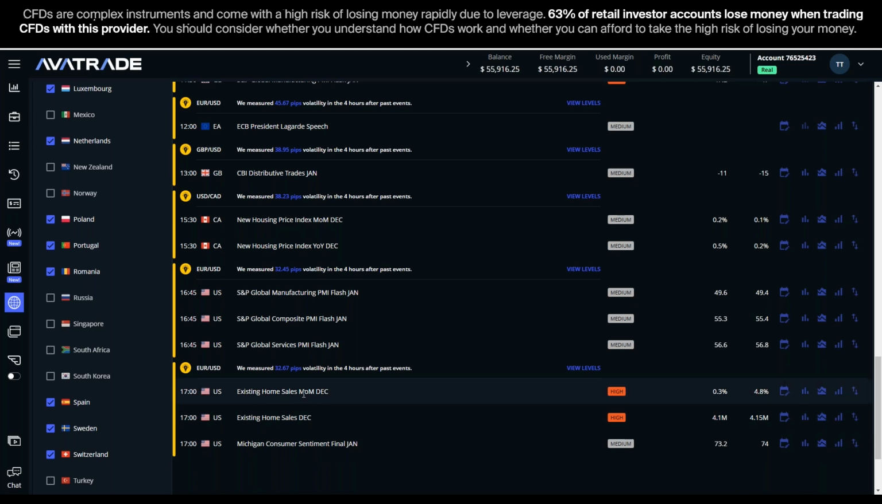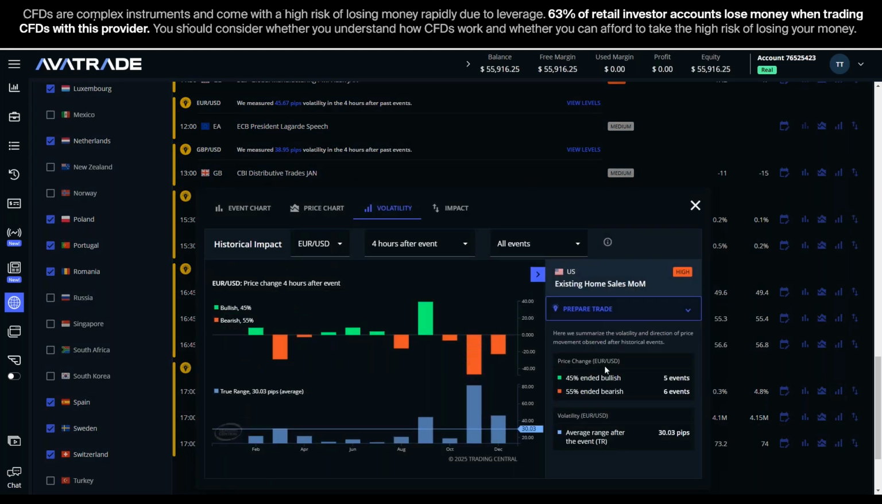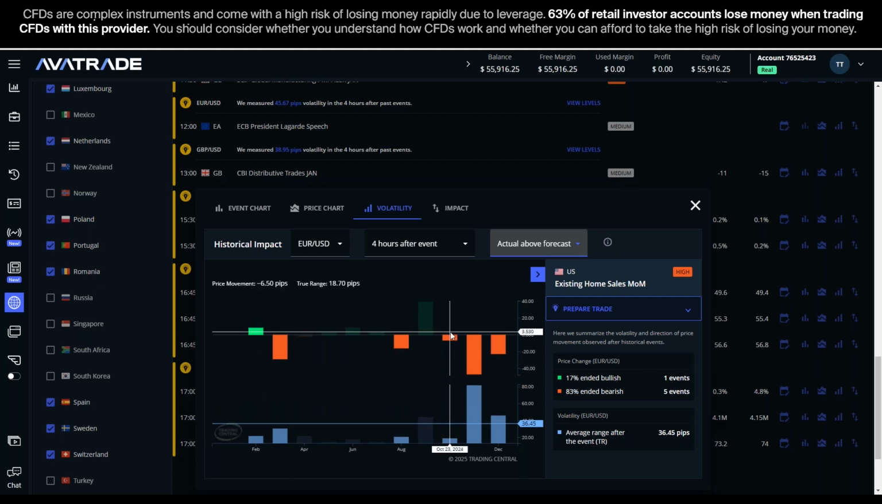Let's take a look at the existing home sales month over month. There's been a big focus on the housing sector in the US with the interest rate situation. And so, if this comes in above forecast, wow, look at that predictability. 83% of the time, if the existing home sales come in better than expected, higher than expected, the USD strengthens, 83% of the time. And the one time it didn't strengthen, it barely went the other way. I mean, it just barely moved.